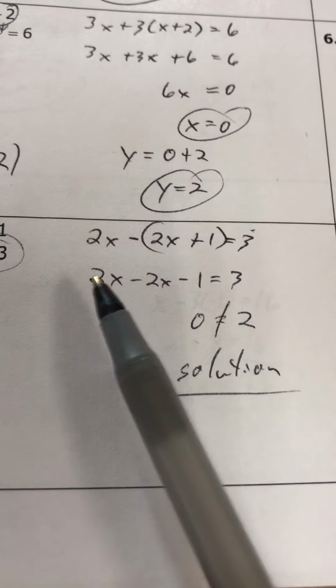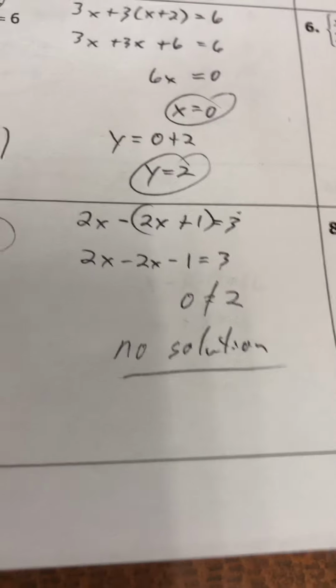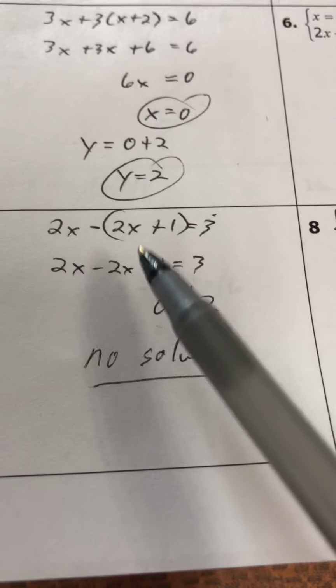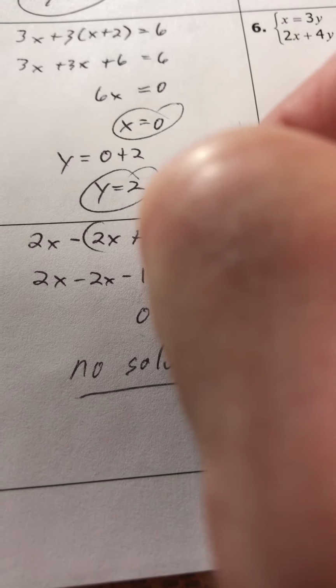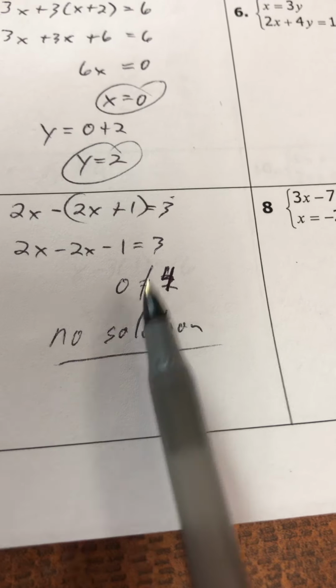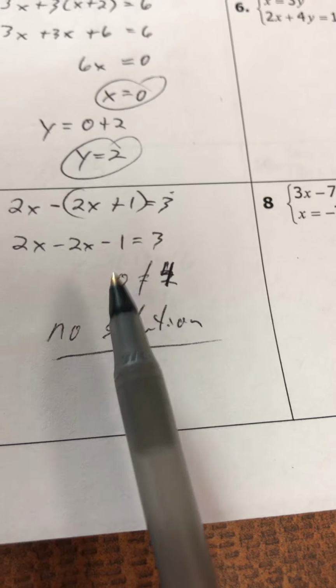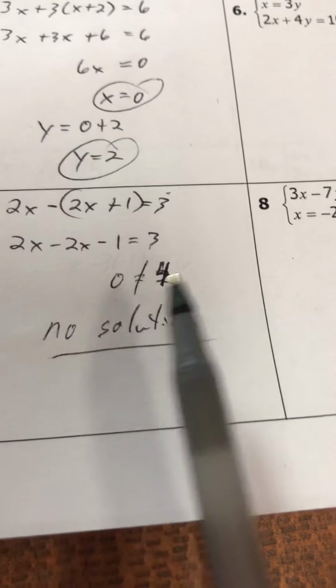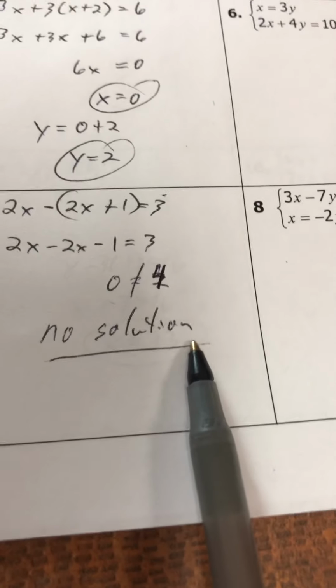1. When I combine my like terms, 2x minus 2x, I'm done with my x's. They're gone. They disappear. And then when I add, I'm supposed to be adding a 1 to both sides. This should be 4. Sorry. I end up with 0 equals 4. It does not. Whenever you have something weird like that, 0 does not equal 4. It's no solution, okay?